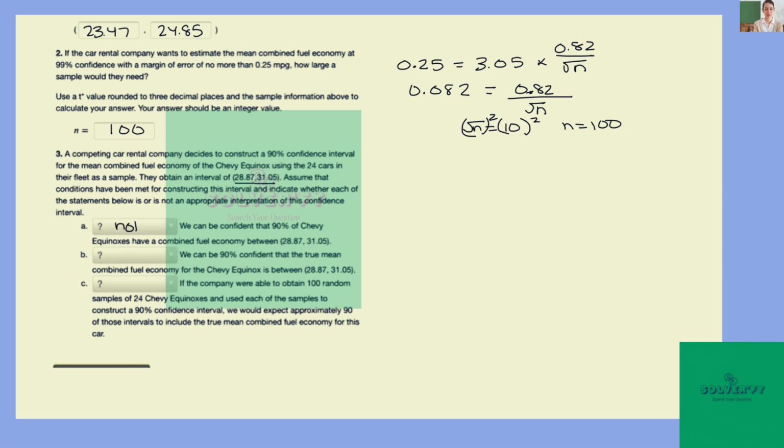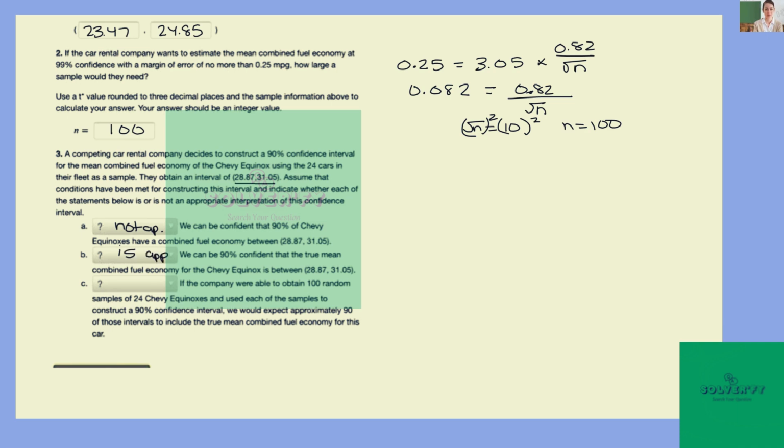So this is not appropriate. We can be 90% confident that the true mean combined fuel economy for the Chevy Equinox is between. So this is appropriate.